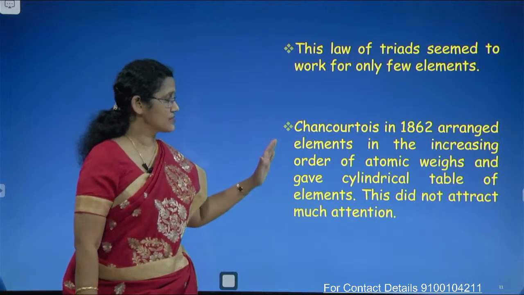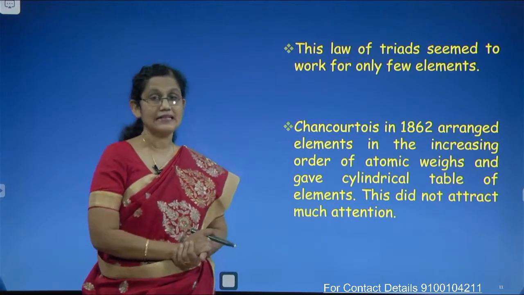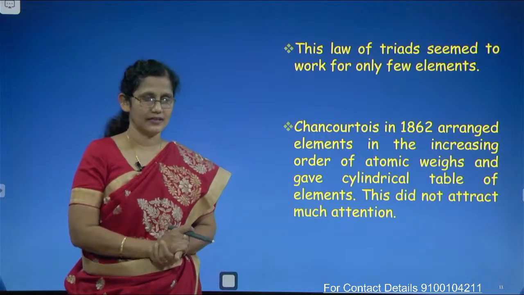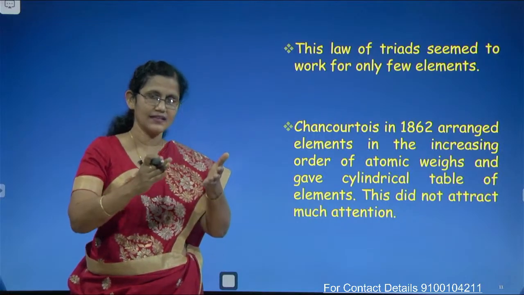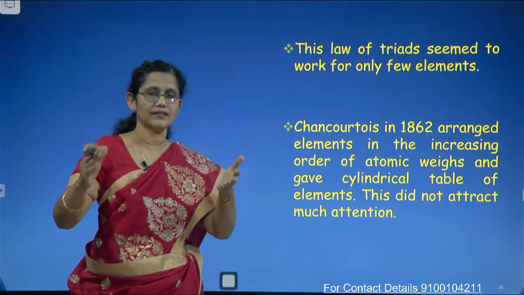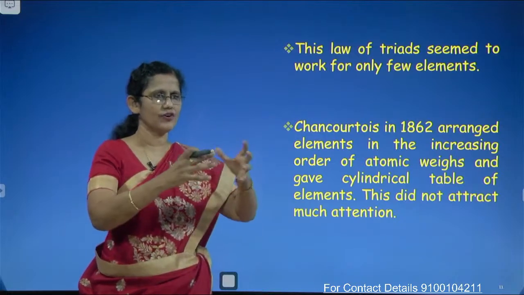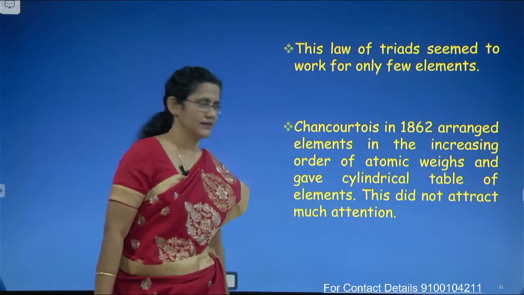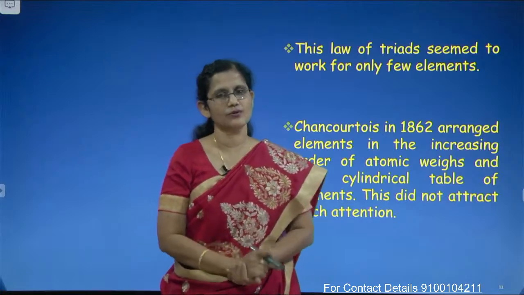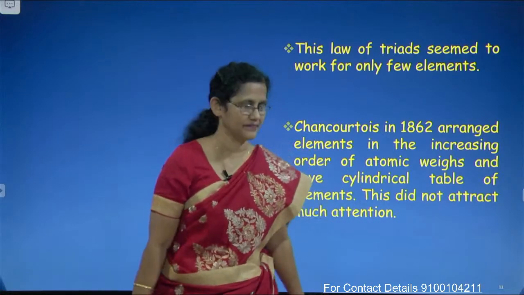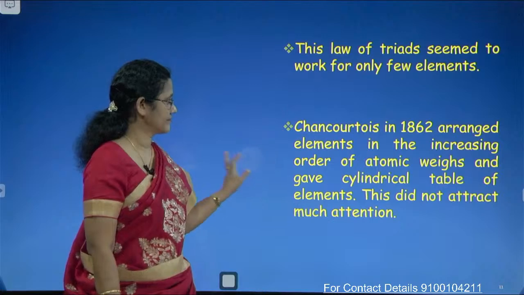One more scientist, Jean Courtois, studied properties of elements. He arranged them in increasing order of atomic mass and formed a cylindrical table, but this did not work out well. It did not attract many.